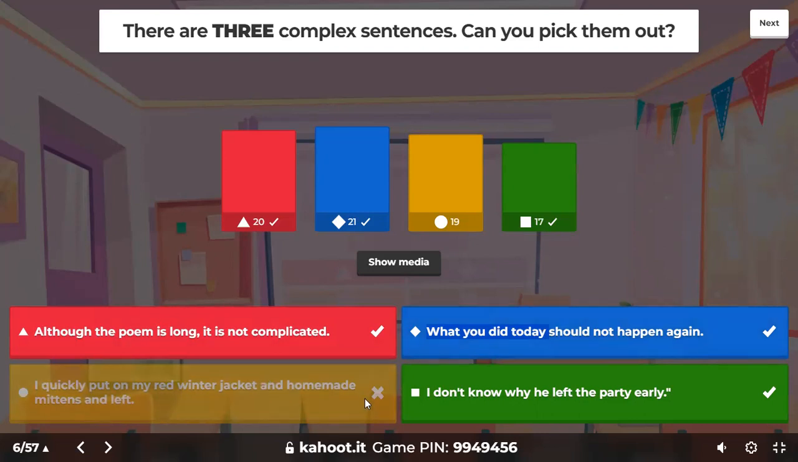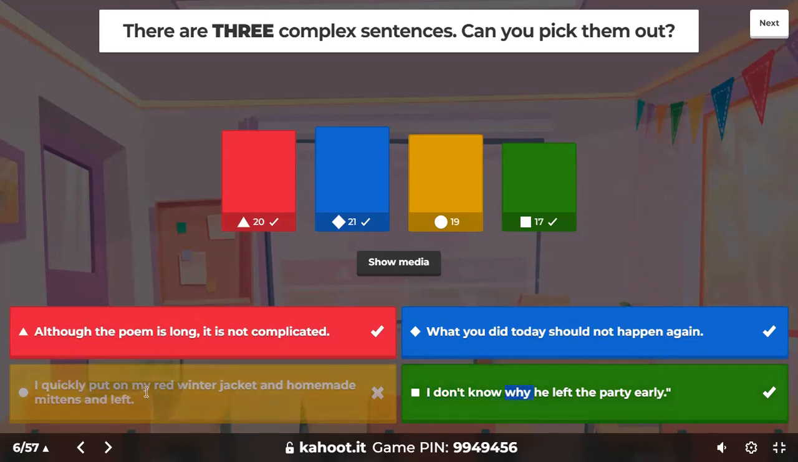And the third one, I don't know why he left the party early. Now, this is a complex sentence. I, subject, don't know is the verb. He left, subject, verb. Why is the connector here, which is a noun clause connector.